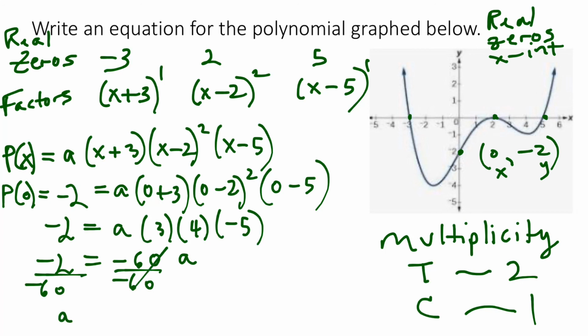So a is equal to a positive 1 over 30. That's my coefficient that will cause that y-intercept to work, which would then also cause those peaks and valleys to end up in the right spot as well. So I want to go ahead and put that in here. Let me just go ahead and do this as quickly as possible. I'll just write it here. All right. So this is my polynomial with my coefficient 1 over 30 in front.